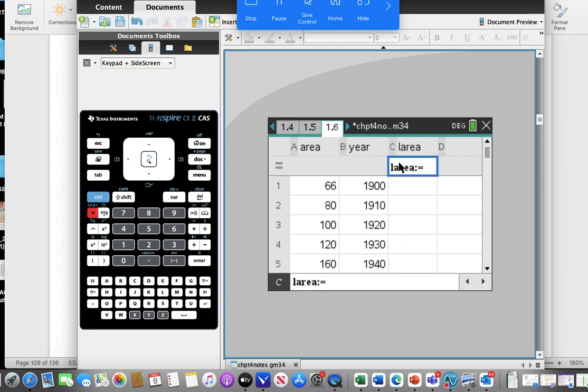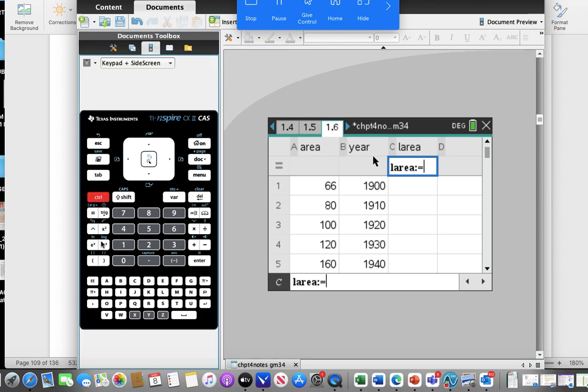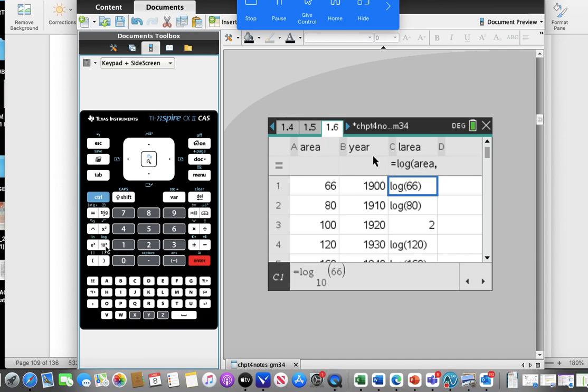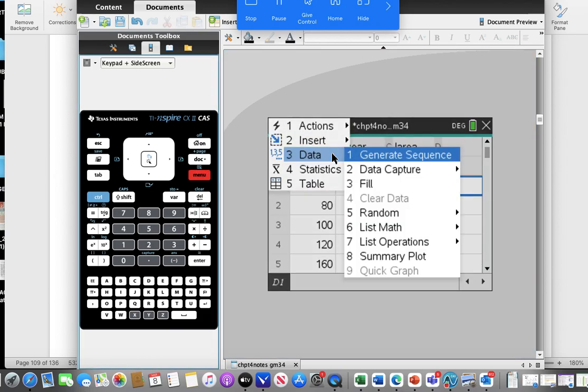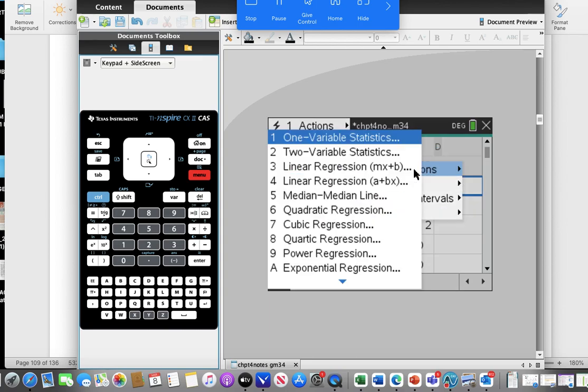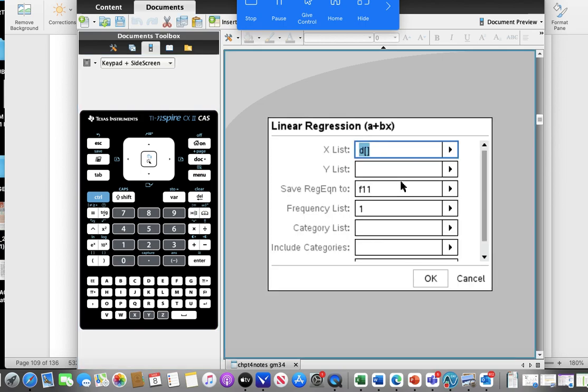Underneath, I'm going to press equals, press the log function, and it's 10. And we're doing a log of the area, press enter. See, this one's putting it as logs, who cares? It doesn't matter, we don't really look at those individuals. So now we're going to go get the least squares regression equation.